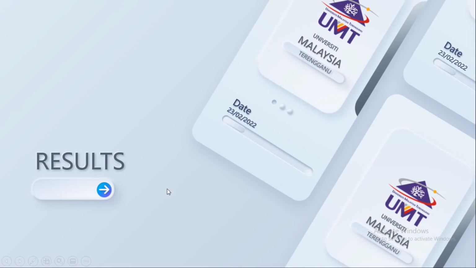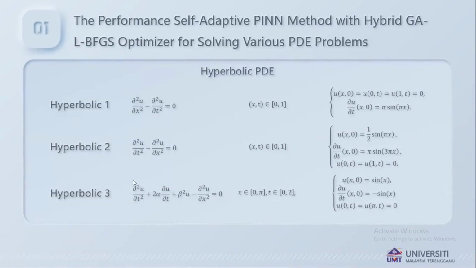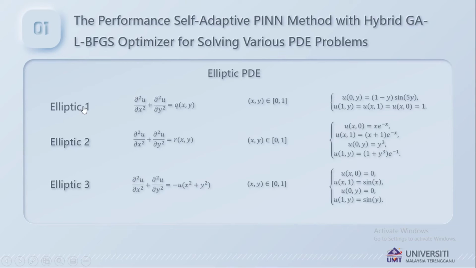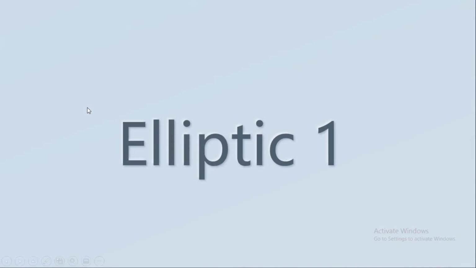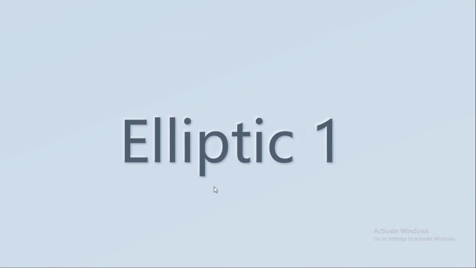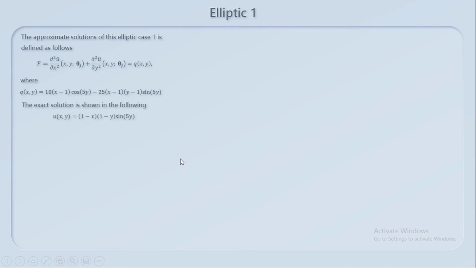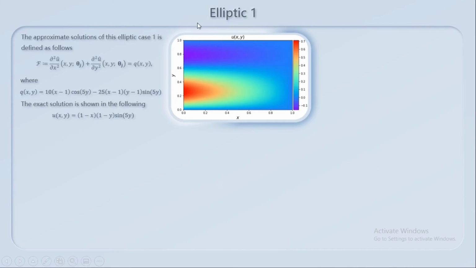We test the performance of our proposed method using three types of hyperbolic PDE, parabolic PDE, and also three types of elliptic PDE. Here I want to show to you for the elliptic one. The exact solution is defined by this equation and visualized by this figure.